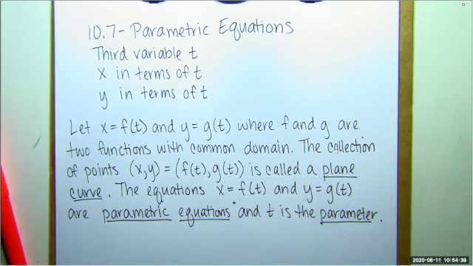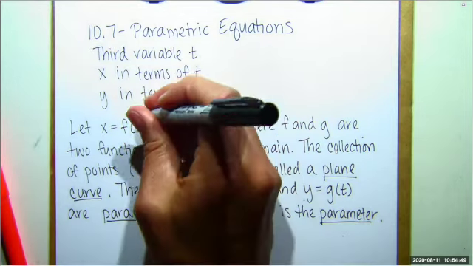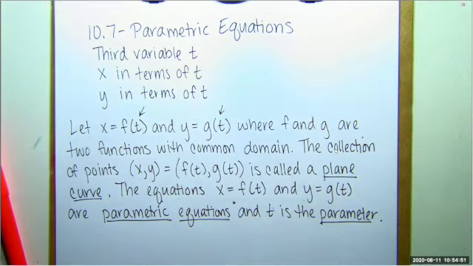Okay, so let x equal f of t and y equal g of t, where f and g are two functions with a common domain. Domain means what we can put into the function. Here our variable going into these two functions is t, so our common domain is going to be in terms of t. The collection of points x comma y, which is f of t comma g of t, is called a plane curve. Those equations are called parametric equations, and t is called the parameter.